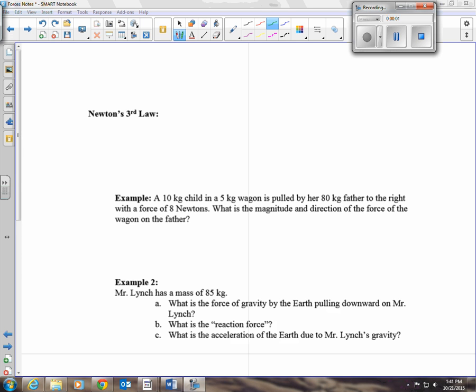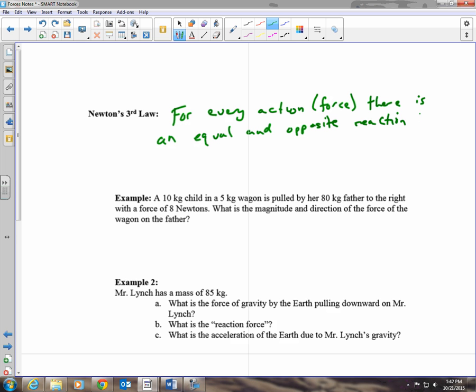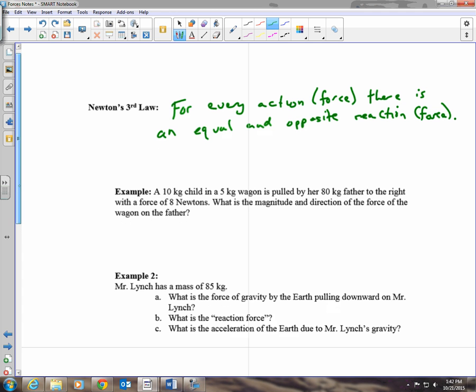We're going to continue our forces unit and talk about Newton's third law. And you've heard this before. For every action, in Newton, the word action just meant force, there is an equal and opposite reaction. And that word also just means force. Okay, don't start thinking, like in English language, we would say the reaction happens after the action. That's not the case. Every time there's a force, at the exact same moment, there is an equal and opposite force.